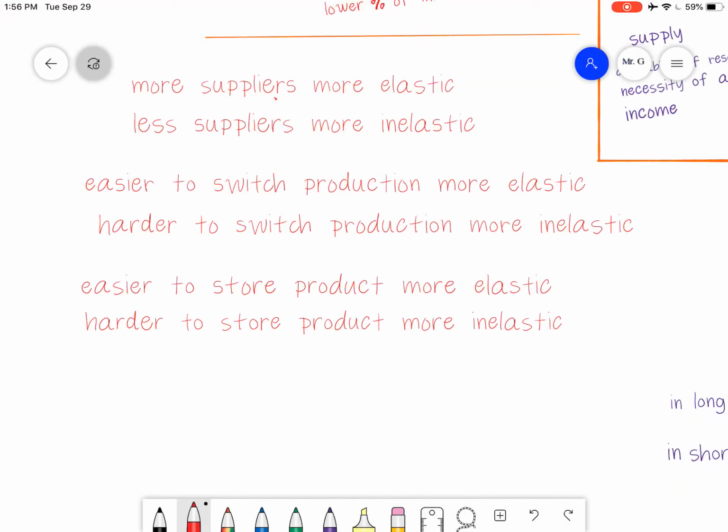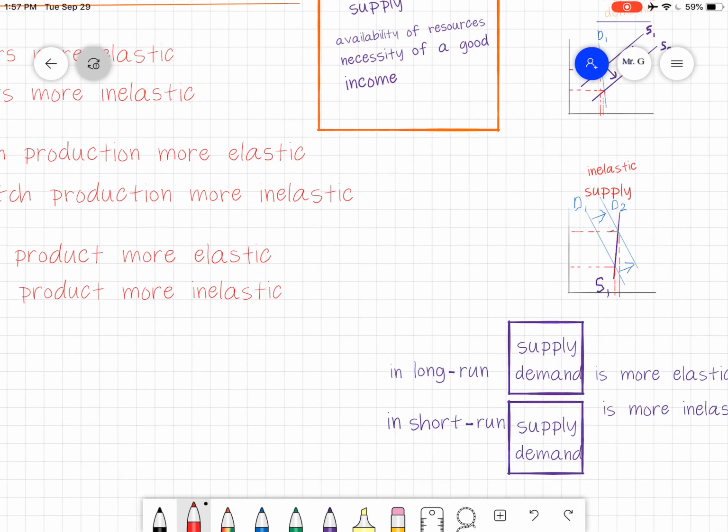If it's easier to store a product, more elastic. So if you think about any kind of metals or other things like that, they can often store them for long periods of time. They don't go bad. However, if you have vegetables, you can't really say, I'm just going to store it for 2 years until the market's better. Everything would be rotten. I mean, you could freeze them, but it wouldn't be the same. So if it's easier to store a product, it's more elastic. If it's harder to store, it's more inelastic. So supply for vegetables and things like that tend to be more inelastic.